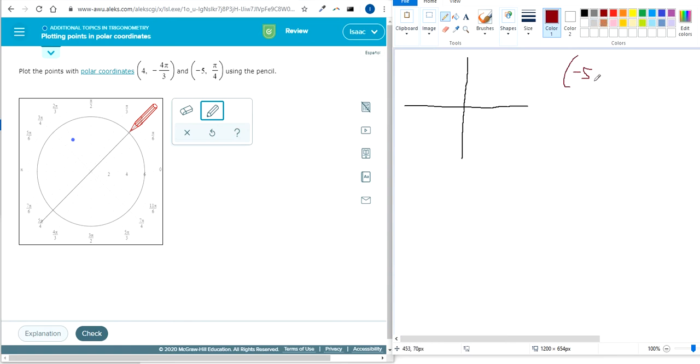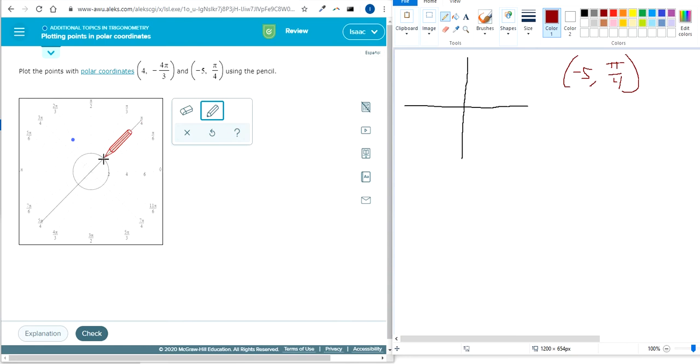So we want to graph negative 5 comma pi over 4. So luckily we don't have to deal with negatives on the angle measurement. So here's pi over 4, right? It's right here as we're going around that circle. Pi over 4 is right here on this line. Okay, and now it's 5 away, but we're not going to graph just yet. So don't put your dot.